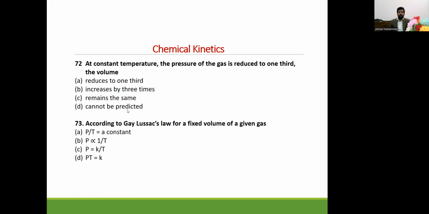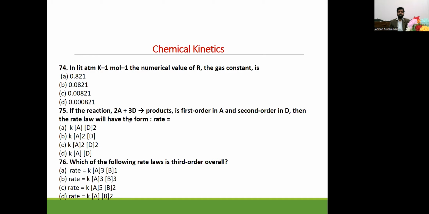According to Gay-Lussac's law, for a fixed volume of a gas, P by T is equal to a constant. P is directly proportional to T, and P is equal to K times T, so P over T is equal to K. So the right option from these four is A.